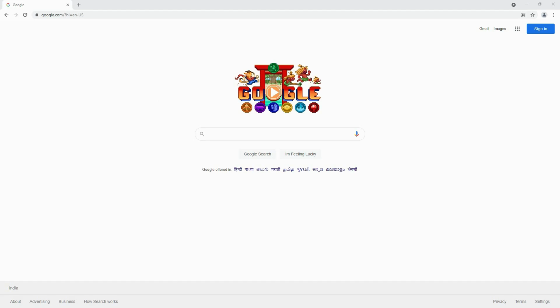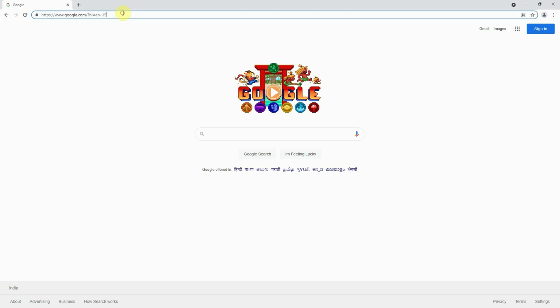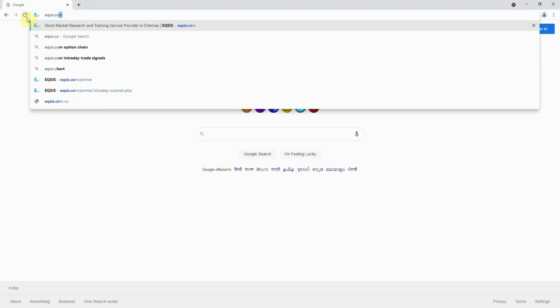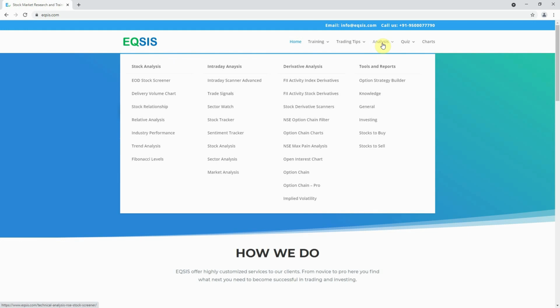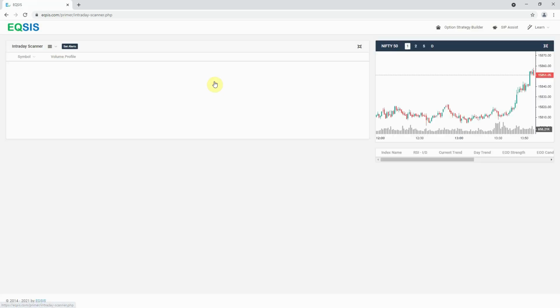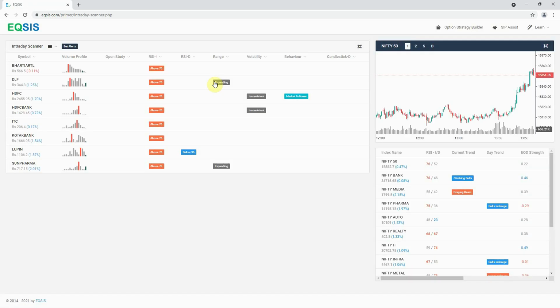Now let me show you how you can actually get it from our website, and you can put it to use on a real-time basis. For that, you have to get into EQSIS.com. Just get inside. And then you see a very broad section of analysis. Underneath, you see intraday analysis. And this is what I'm talking about. It's called Intraday Scanner Advanced One. If you get into this one, it takes you to a scanner page.